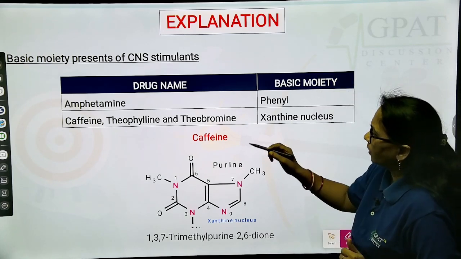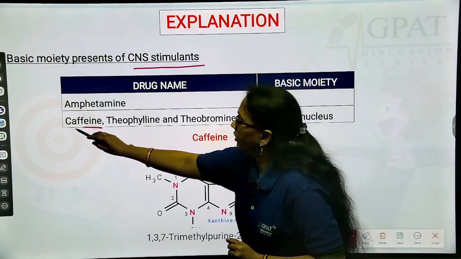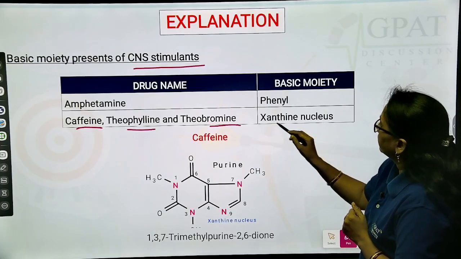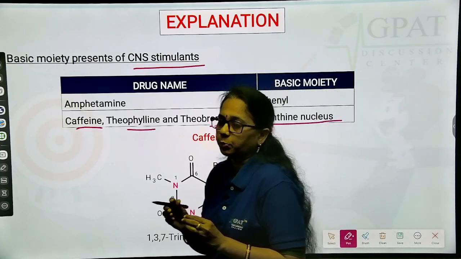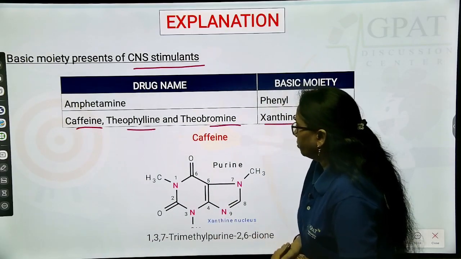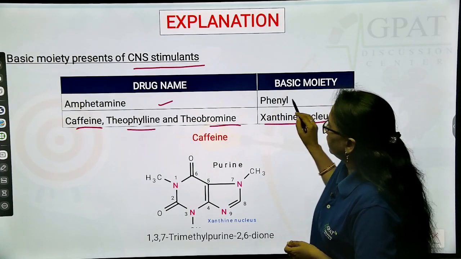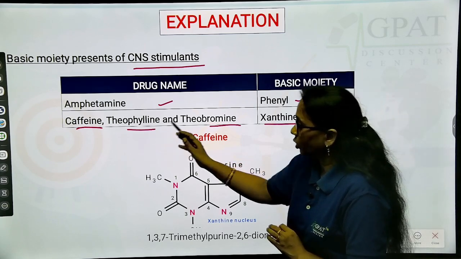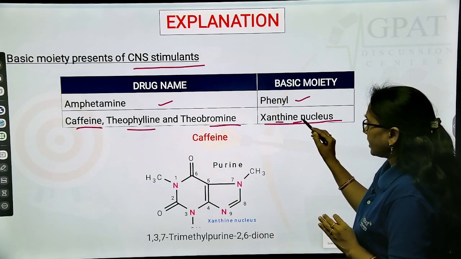In the CNS stimulants, caffeine, theophylline and theobromine are related to one family, that is nothing but the xanthines. We are going to have different types of purines, xanthines, pyrimidines, and all these moieties play an important role. In the case of amphetamine, the basic moiety is the phenyl ring, whereas in caffeine, theophylline and theobromine, we see the xanthine nucleus.